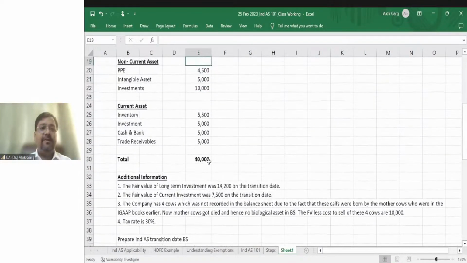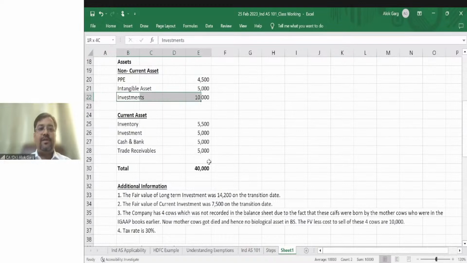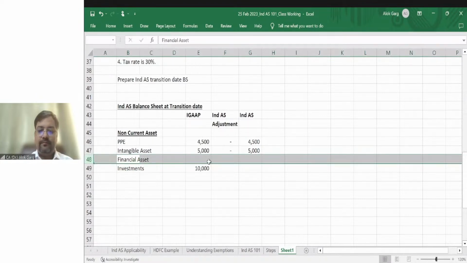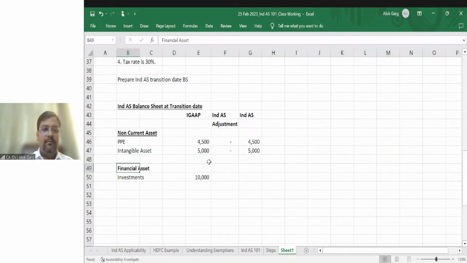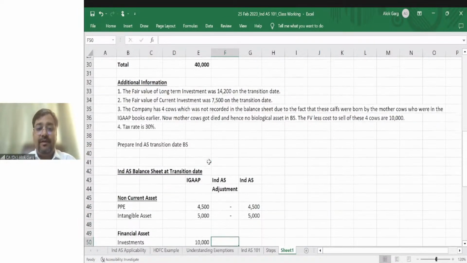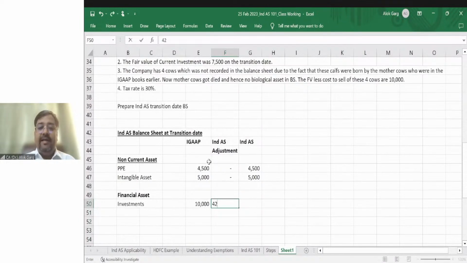Then there is an investment, right? Investment has to be shown as financial asset. So this is your financial asset. Long-term investment, it is written that because this long-term investment has been valued at cost. The cost is 10,000, but the fair value is 15,200, right? So we have to recognize a gain of 4,200, right? Gain means upside of 4,200.